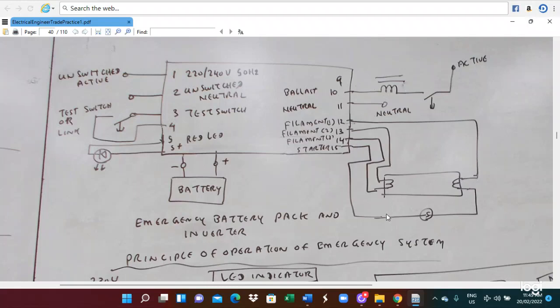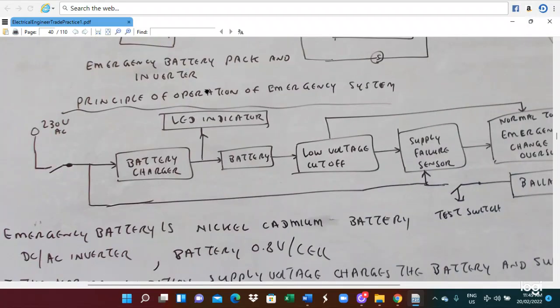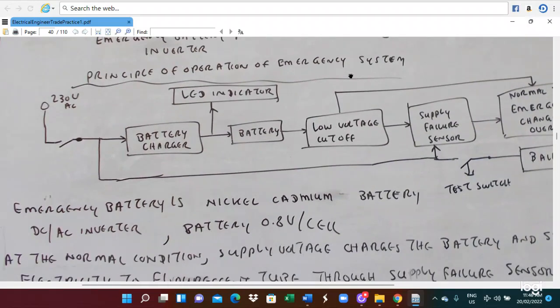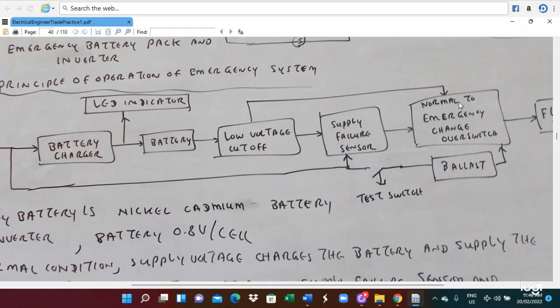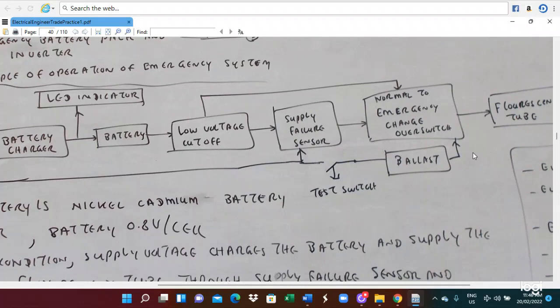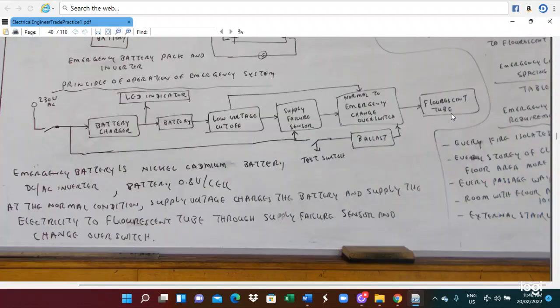The principle of operation of the emergency system is that it is connected to the supply board, the battery charger, the LED indicator, and the battery, with low voltage cut-off, supply failure sensor, and normal-emergency changeover switch to the exit light. This is the configuration of the emergency system. Finally, we supply the normal supply here, and on supply failure the sensor switches to emergency through the changeover, with the low voltage cut-off and battery charger. Normally we are charging the battery.